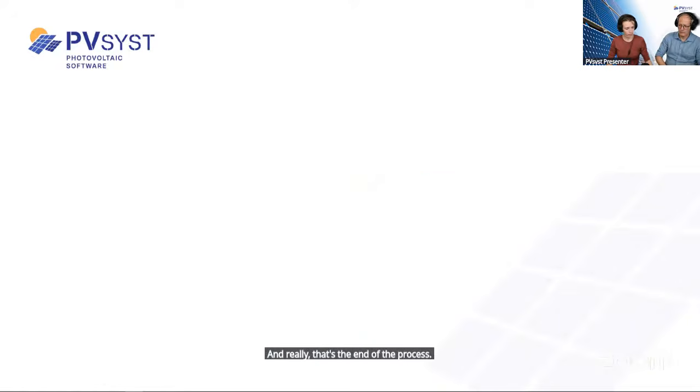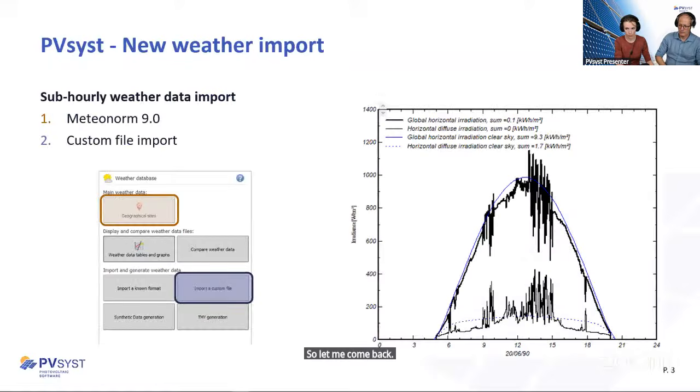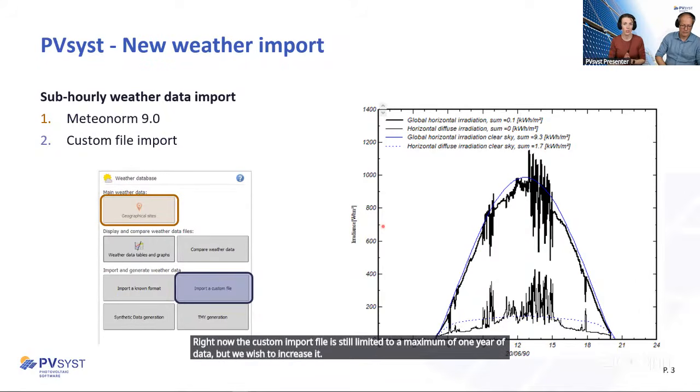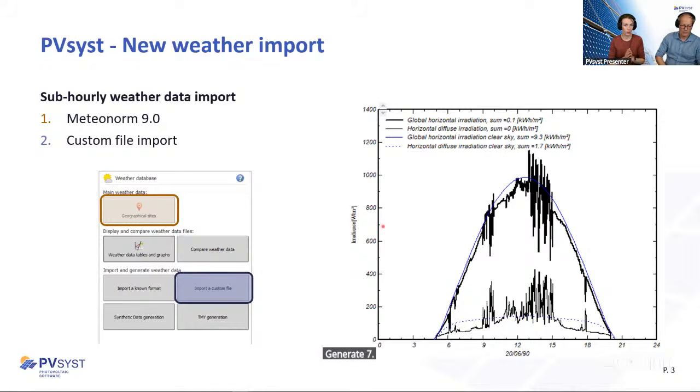So let me come back quickly to the presentation. So that was mostly it for the weather data import. In future plans, there are 2 upgrades that we are planning to implement. Right now, the custom import file is still limited to a maximum of 1 year of data, but we wish to increase it so that you can generate a met file with a very long CSV of multiple years.